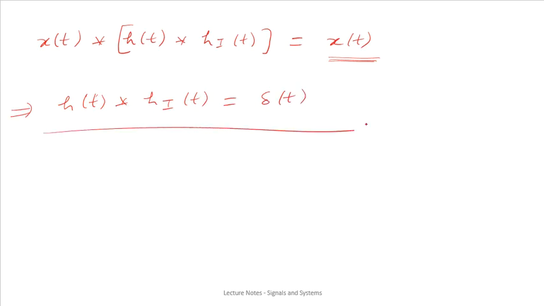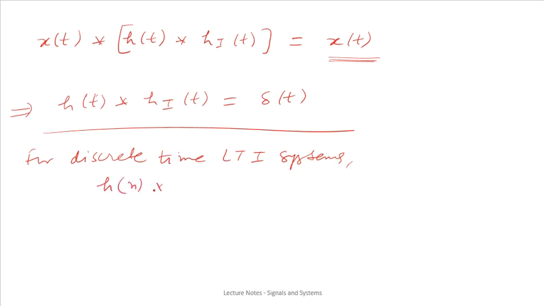Similarly, for discrete time LTI systems, h[n] convolved with h_I[n] will give delta[n].